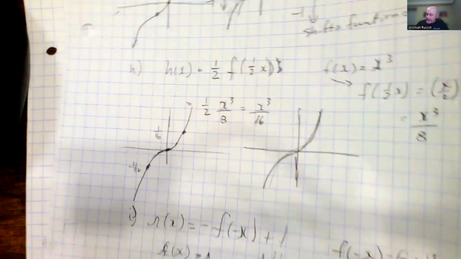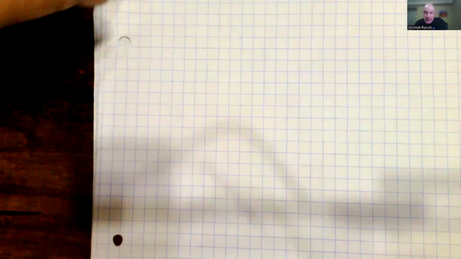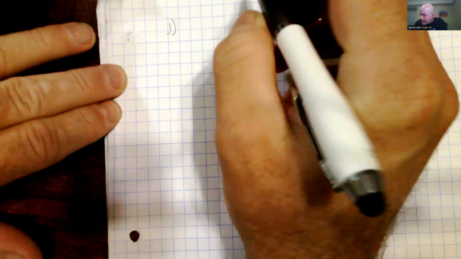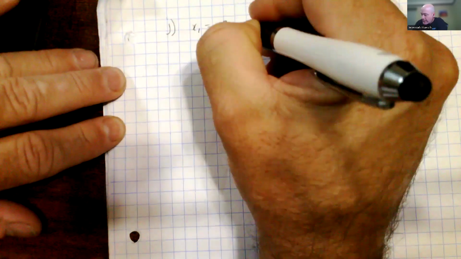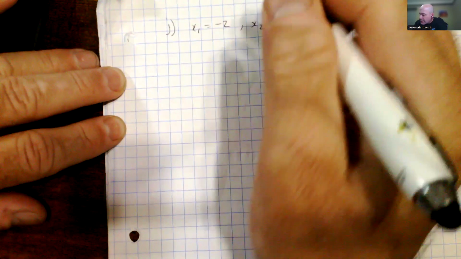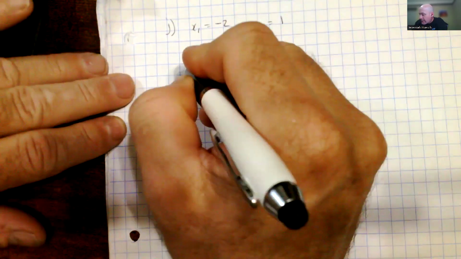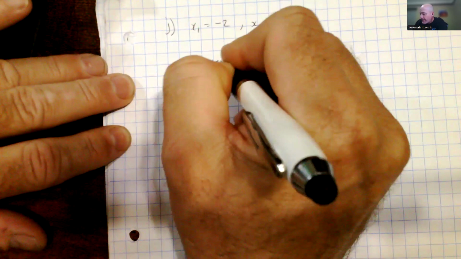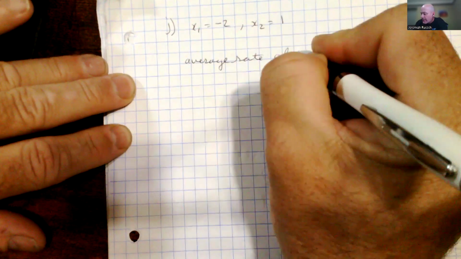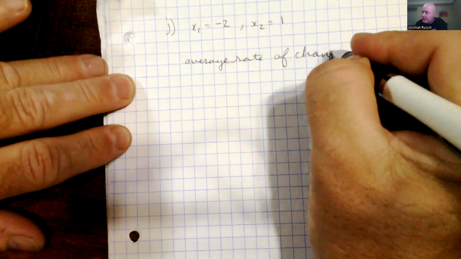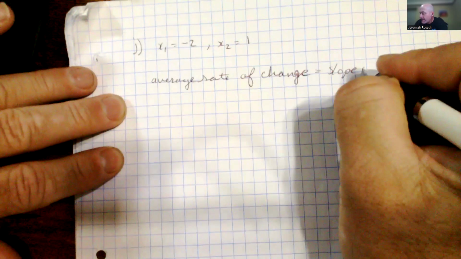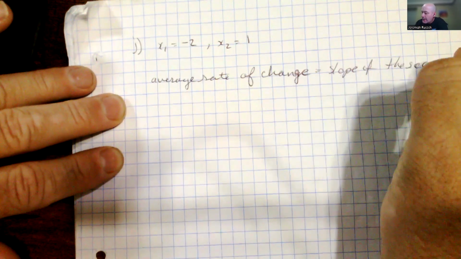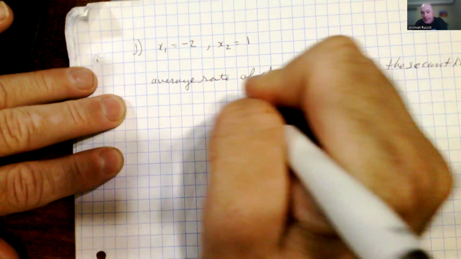And then last but not least, we have J. And J is a really cool problem. So J, it's asking find the average rate of change for when x1 equals -2 and x2 equals 1. Okay. So the average rate of change has many names. The average rate of change is also called the slope of the secant line, or you may notice it as just the slope.